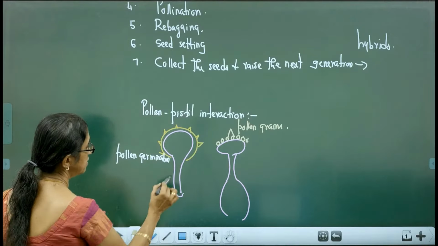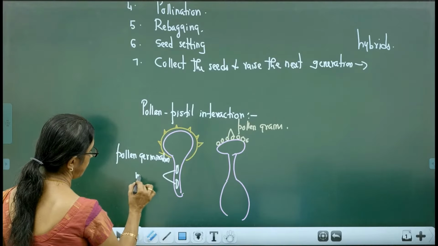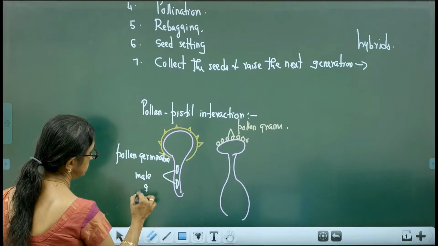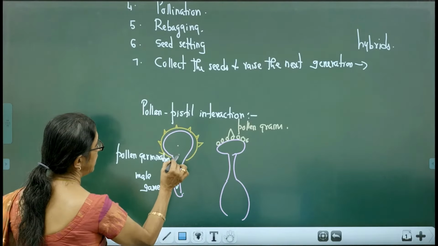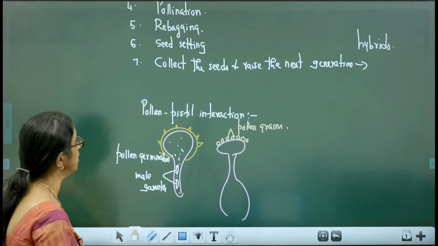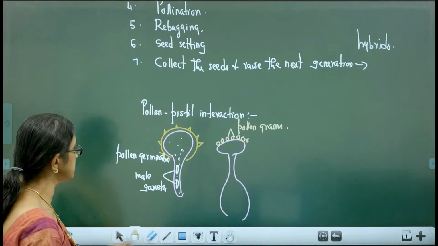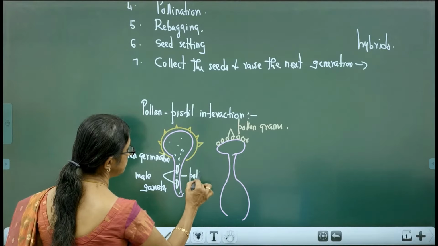Pollen germination, it carries the male gametes, also called sperms, and here we can see the contents. The whole thing will flow into the pollen tube. So this is pollen germination, and this tubular structure is known as the pollen tube.